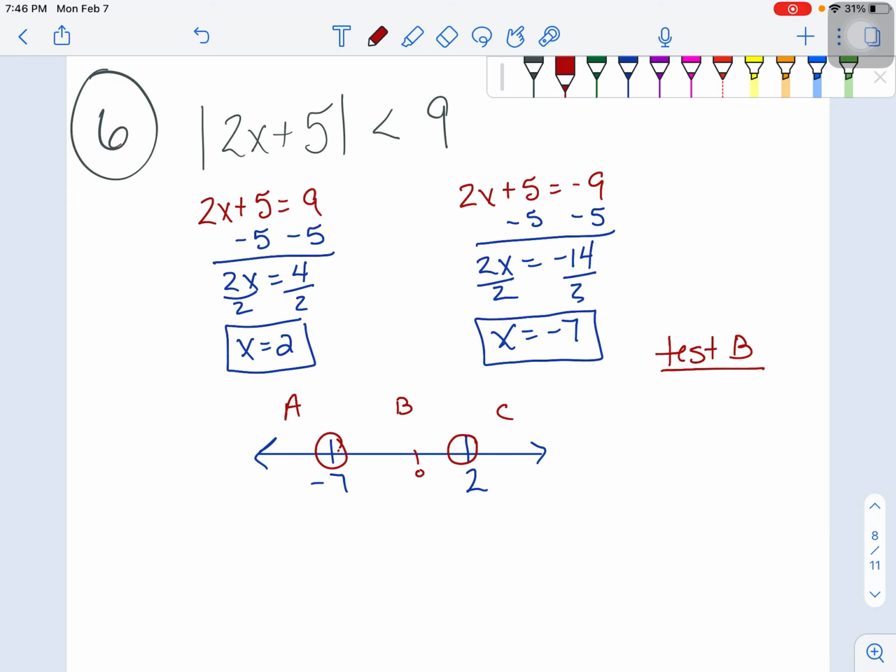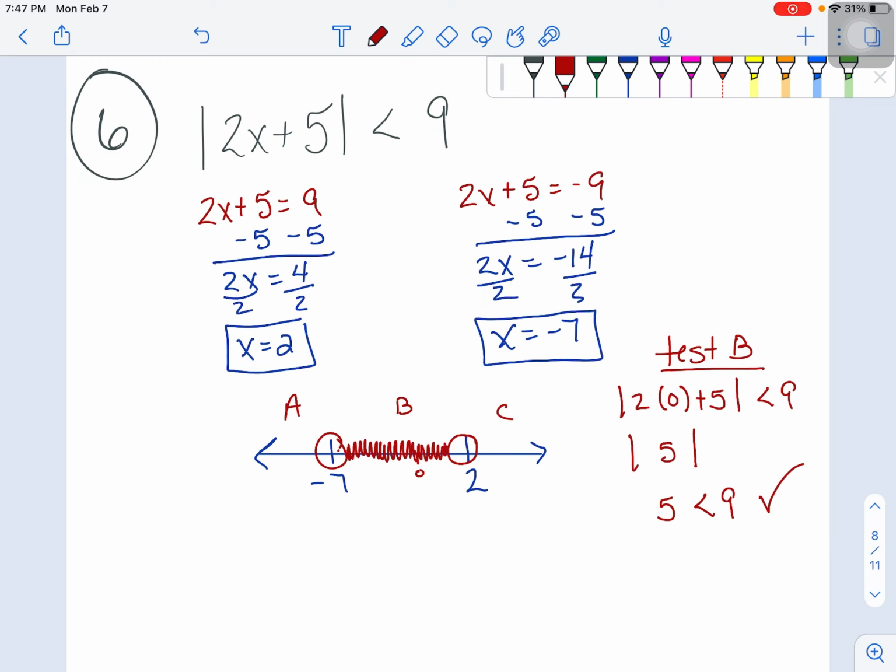I'm going to plug into the inequality. So the absolute value of 2 times 0 plus 5, is that less than 9? Is that true or false? We get 2 times 0 plus 5 is 5. Absolute value of 5 is 5. 5 is less than 9. That's true. That works. So I'm actually shading the true section. If I got a false for B, I would shade A and C.